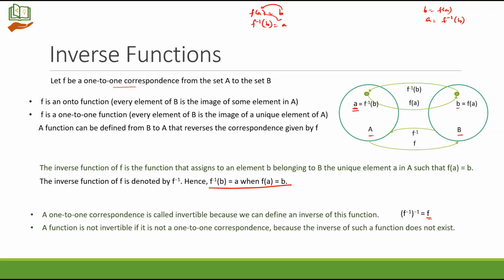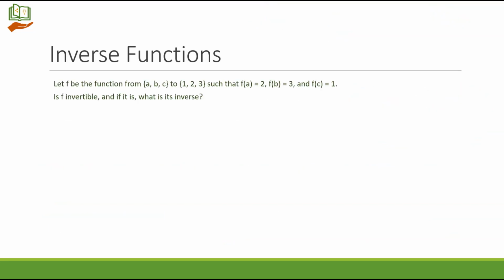A function is not invertible if it is not a one-to-one correspondence because the inverse of such a function does not exist. To find whether it is invertible or not, you have to first check whether it has one-to-one correspondence. So, you have to check for two properties, that is one-to-one as well as onto. Now, let's go with an example.